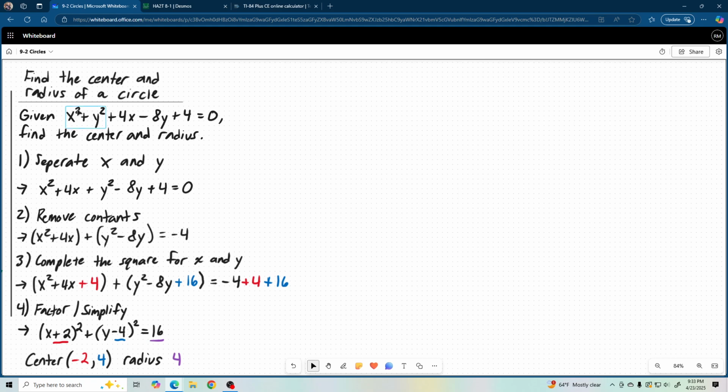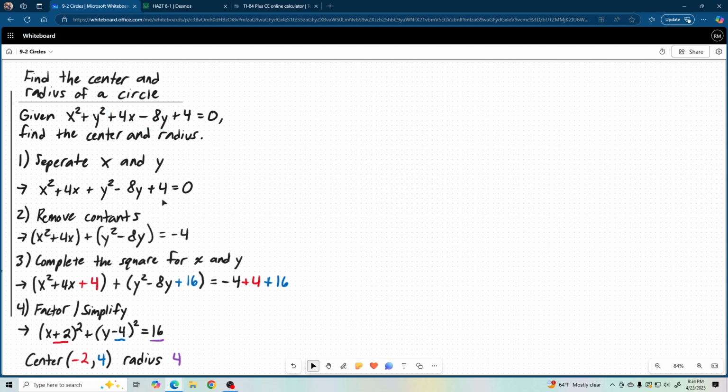So here we have an x squared and a y squared and a 4x and a -8y, right? And then this 4 is kind of randomly by itself, right? So what we're going to do is we're just going to rewrite it. We're just going to format this a little differently. So we'll have x squared plus 4x plus y squared minus 8y plus 4 equals 0.